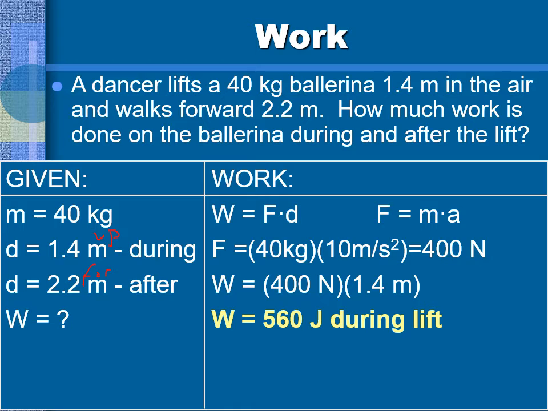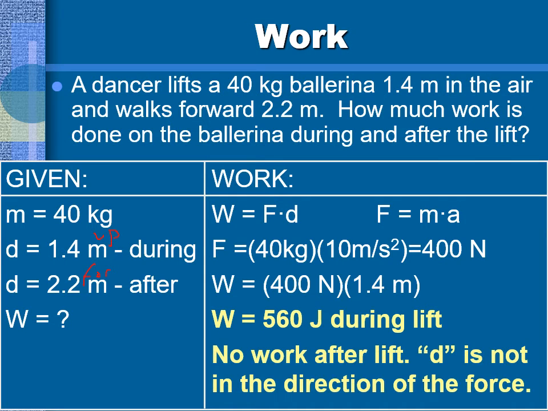But how much work is done as the dancer walks forward holding the ballerina? Well, which way is he pushing the ballerina? Up. And which way is he moving? Not up, right? That 2.2 meters is moved forward. He's walking forward while holding her up, and therefore no work is done because that force is not in the same direction as the motion.